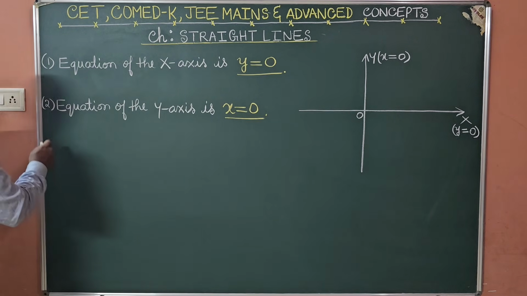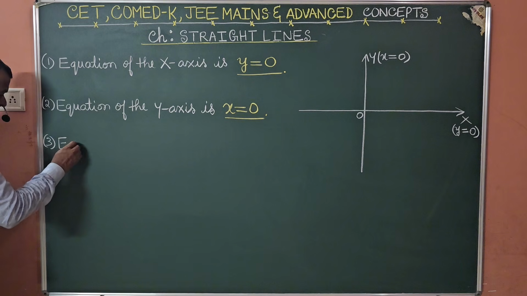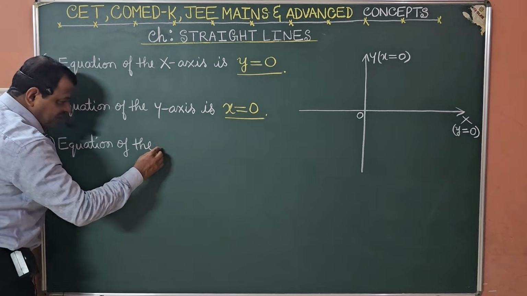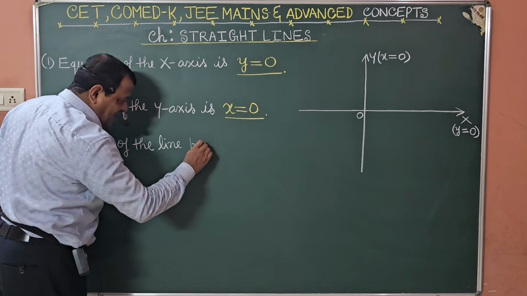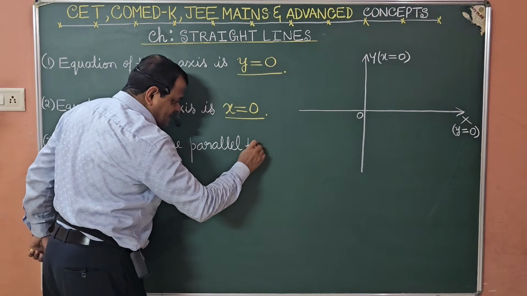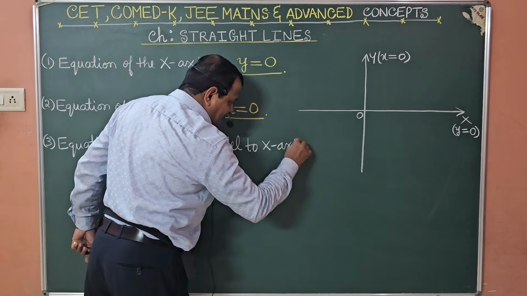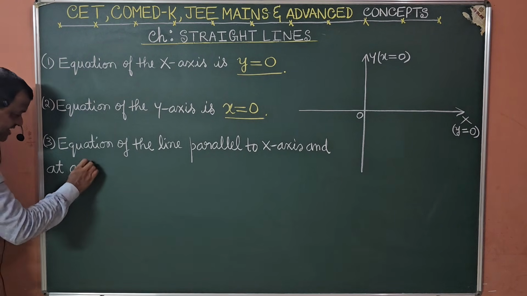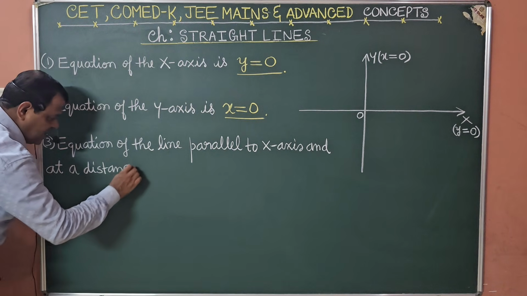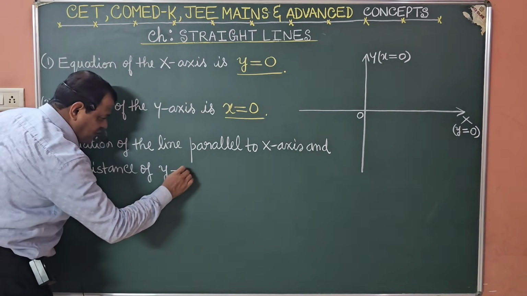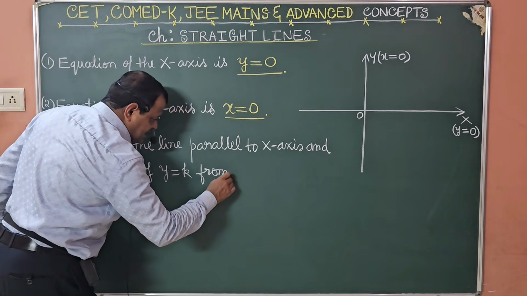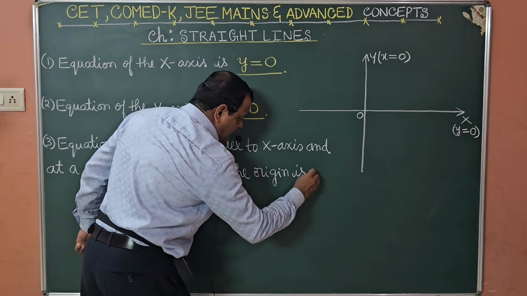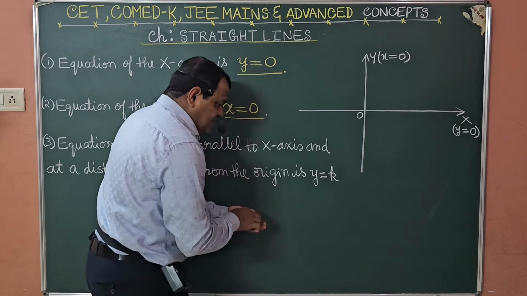My third one is, suppose you draw a line which is parallel to x-axis. Equation of the straight line which is parallel to x-axis and at a distance of y is equal to k from the origin. Say at a distance of y is equal to k from the origin is y is equal to k itself, which also I will draw and show you. See, the formula is y equal to k.